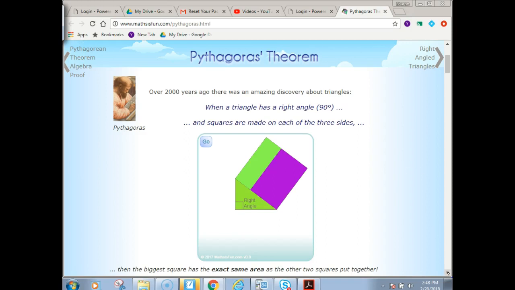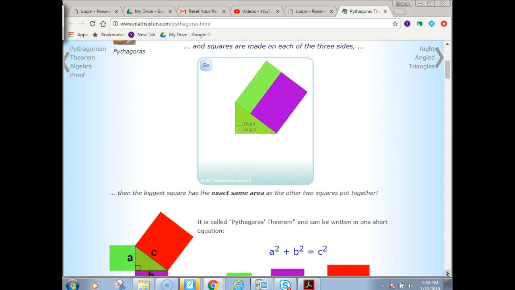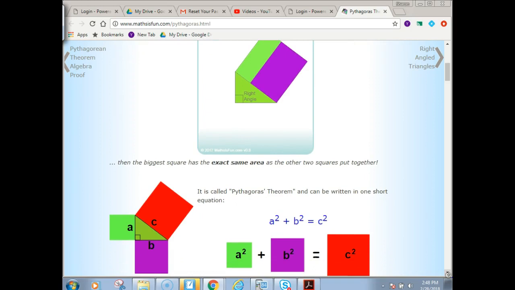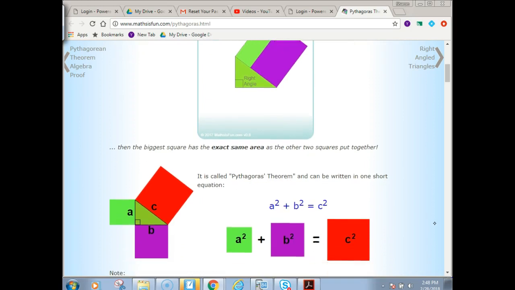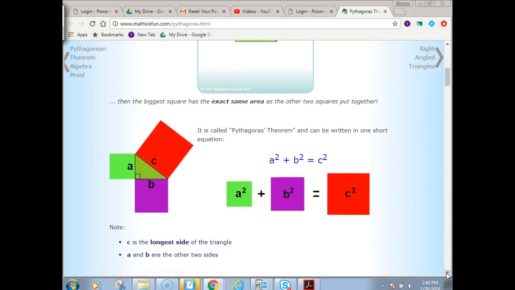And we've already done the Pythagorean theorem several times this year, actually multiple times. Well, now we're going to be taking it a little bit further. So the biggest square has the exact same area as the other two squares put together. So that's where this came from: a squared plus b squared equals c squared.